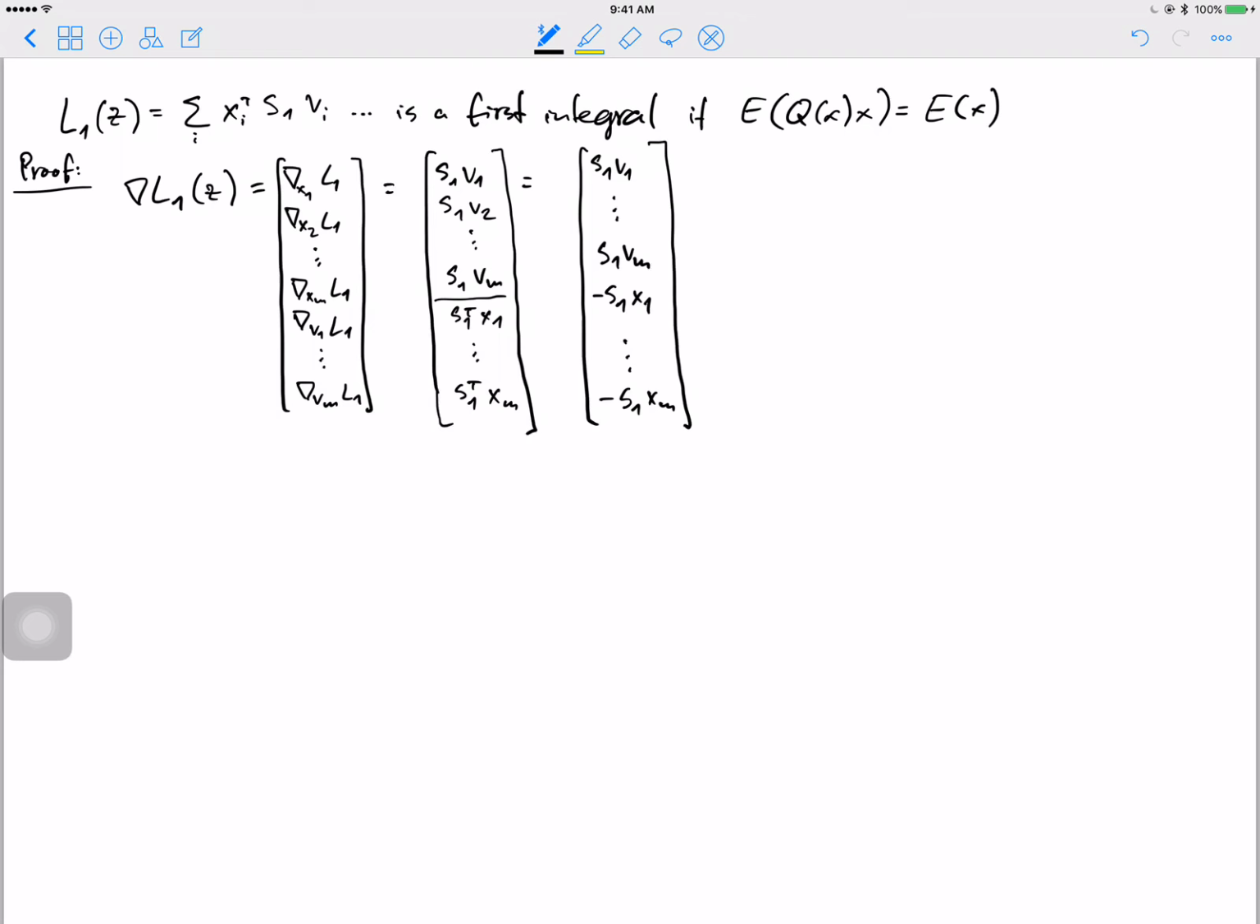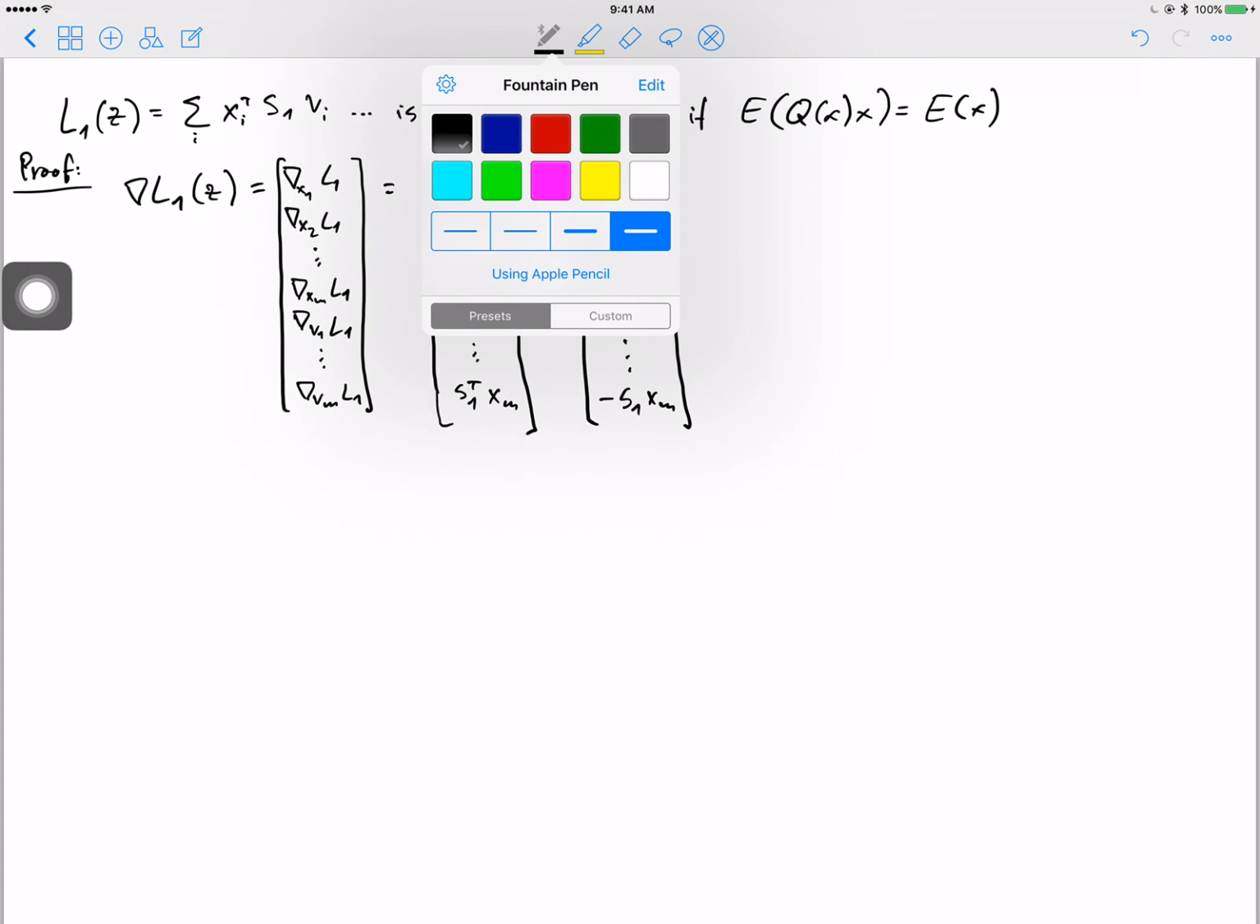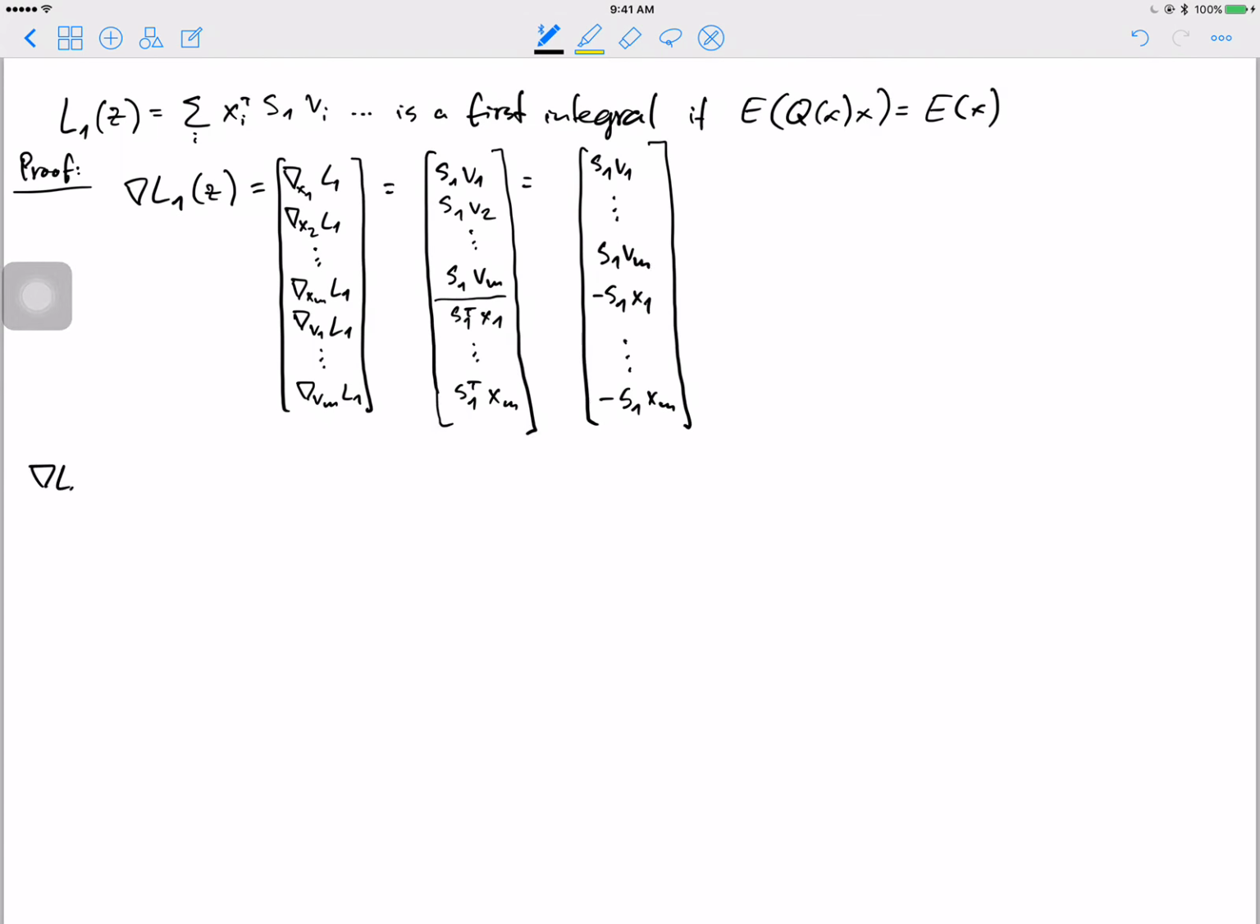And what we need to prove now is that if I take the gradient of L1, at any point z, let me not write this z there anymore, transpose it and hit it with the J matrix and the gradient of the Hamiltonian, then this whole thing will evaluate to 0. Because if I prove this, I've proven that L1 indeed is a first integral, of course under these assumptions.